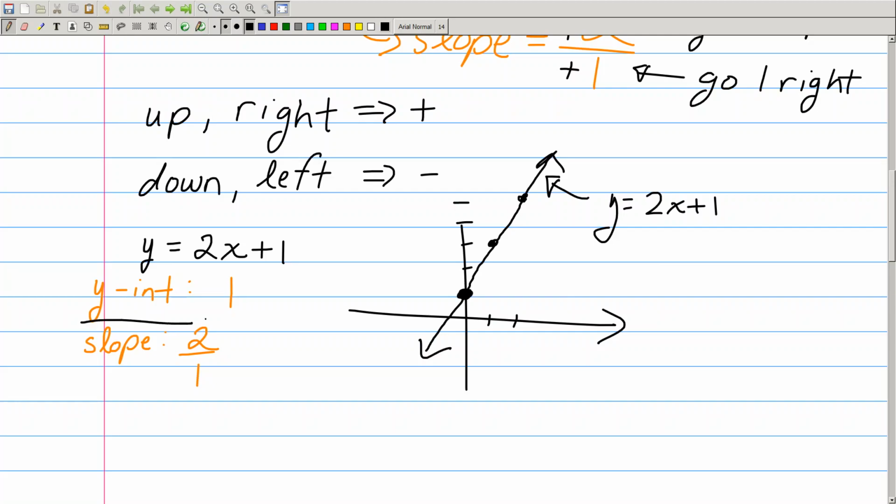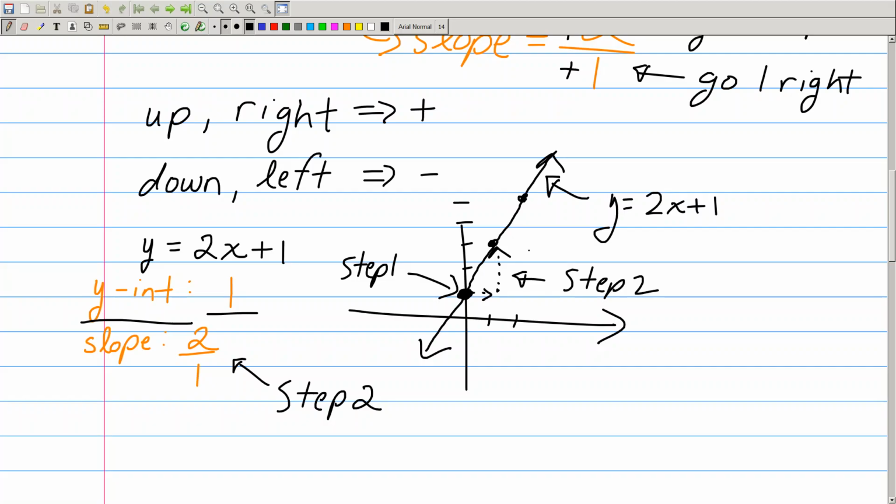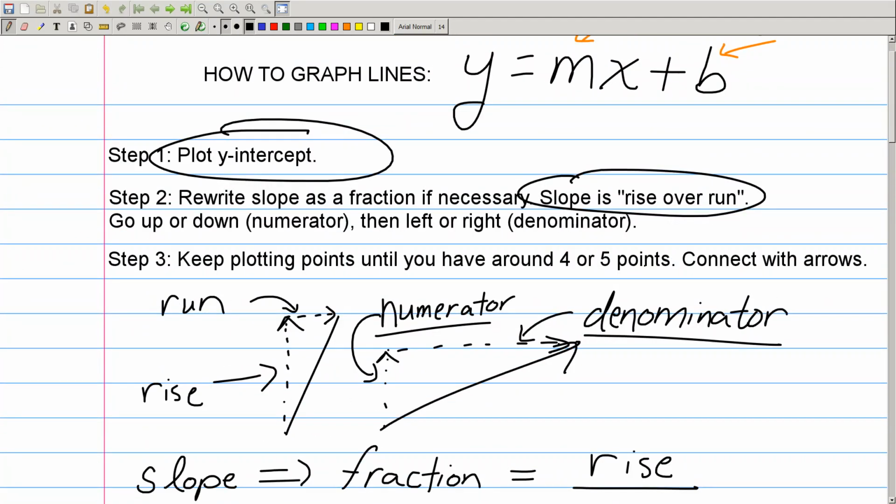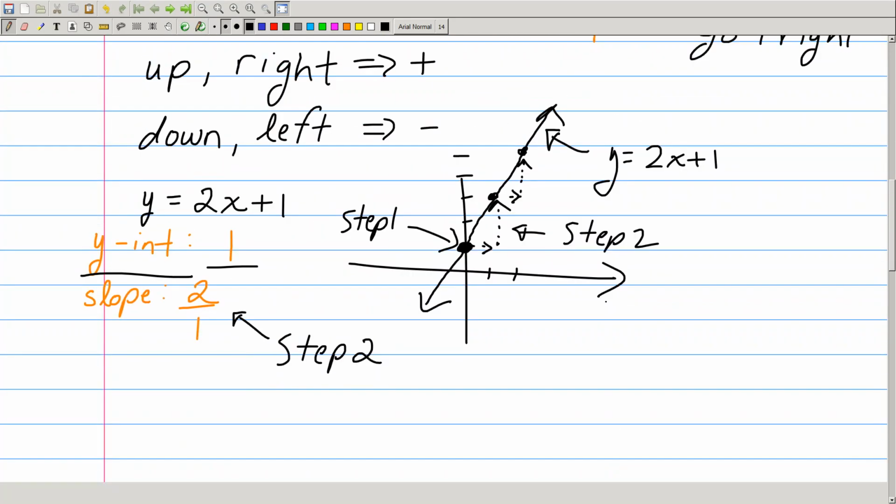That's basically how you plot. You start with the y-intercept, dot it in. This was step 1. Step 2 has to do with the slope, and the slope will get you the next set of points. And then you just continue that process until you get more and more points. What you're looking at is around 4 or 5 points, and then you connect the dots with arrows, and that's it. Now, where does the negative come into play?